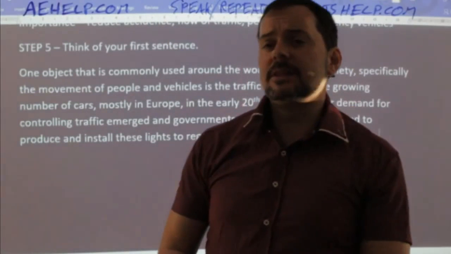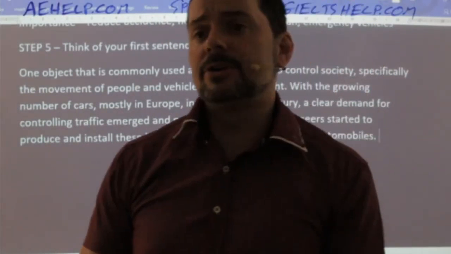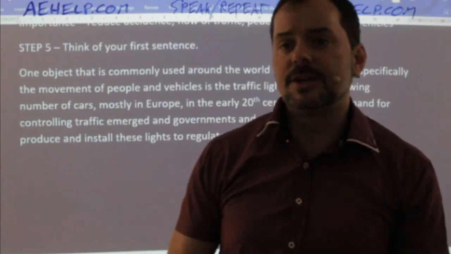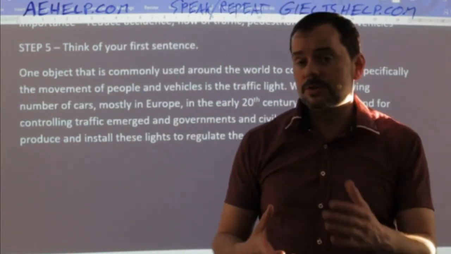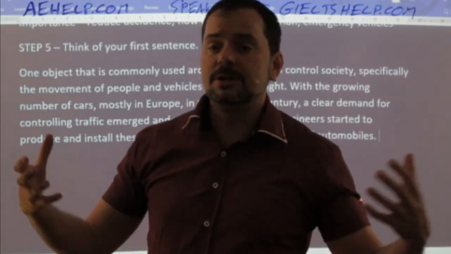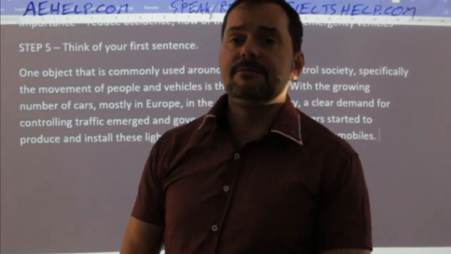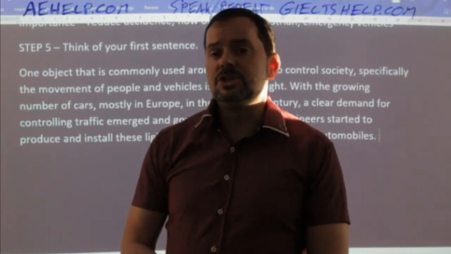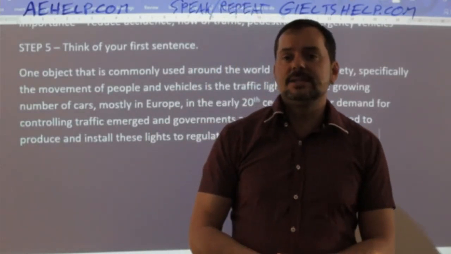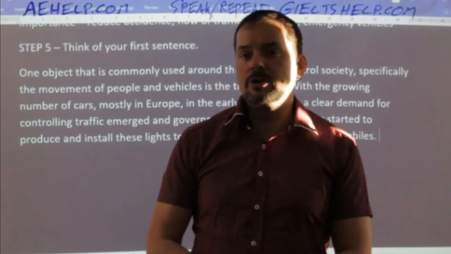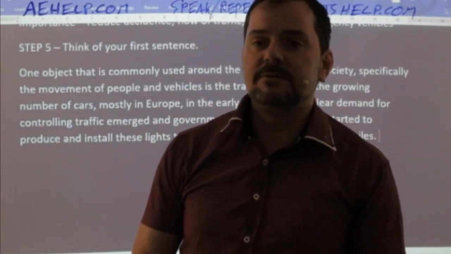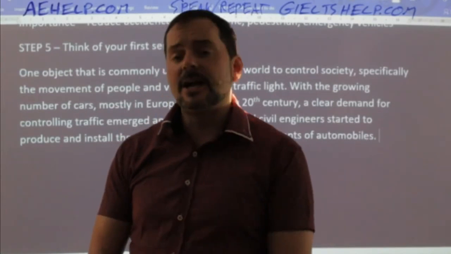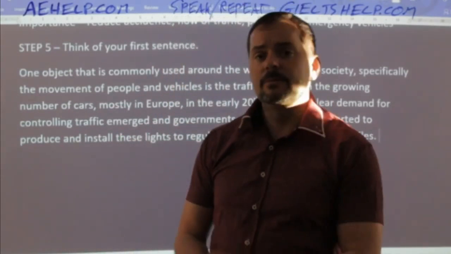Janiel says, traffic lights are one of the objects that monitor society, especially cars that are used by millions of people for their work, daily commutes, also for entertainment and going to enjoy life for trips. Yeah, absolutely, Janiel. It's a good start. Saga says, these controllers have emerged in Europe in the 20th century when first cars were produced and used by civilians on the road. Very nice, Saga. Nice writing. Good grammar. Well done.